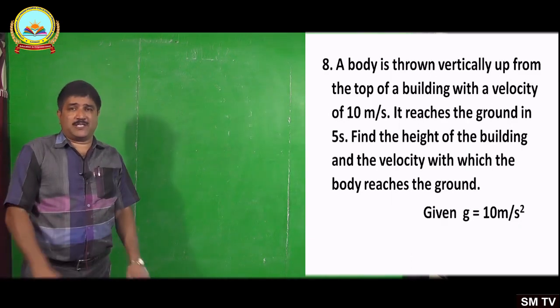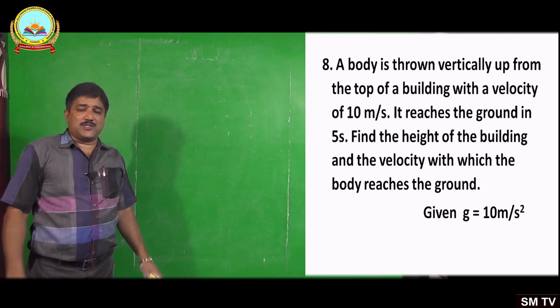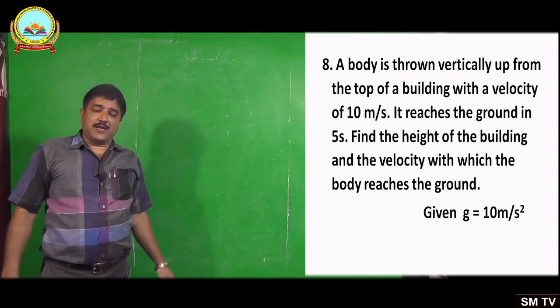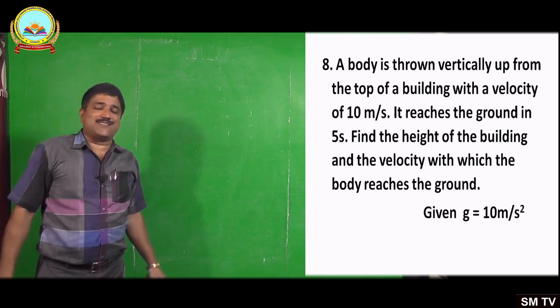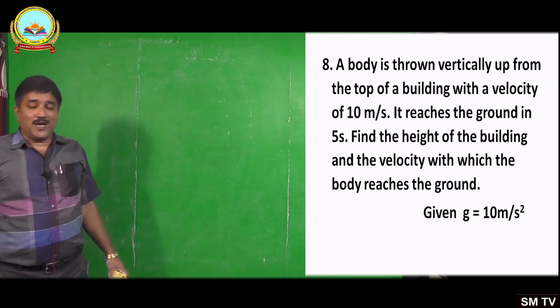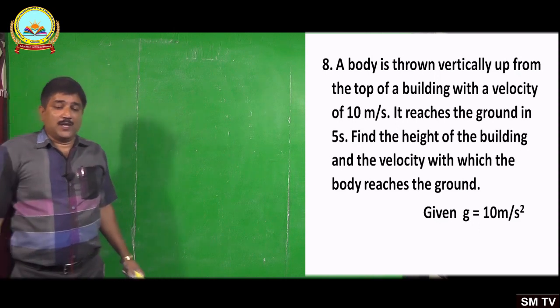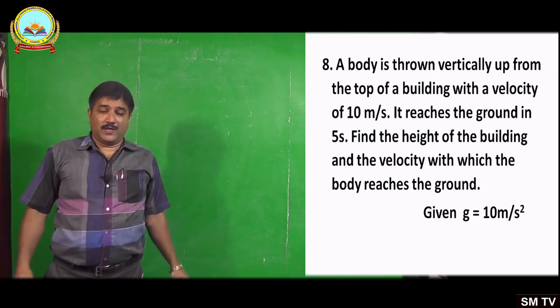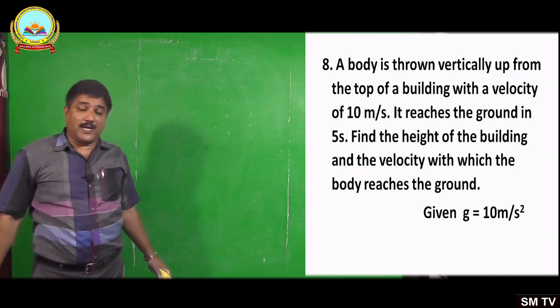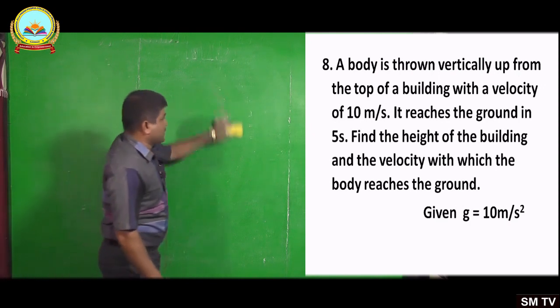Now I move on to the next problem, number 8. A body is thrown vertically up from the top of a building with a velocity of 10 meter per second. It reaches the ground in 5 seconds. Find the height of the building and the velocity with which the body reaches the ground. So the body is projected from the top of the building with a velocity of 10 meter per second.